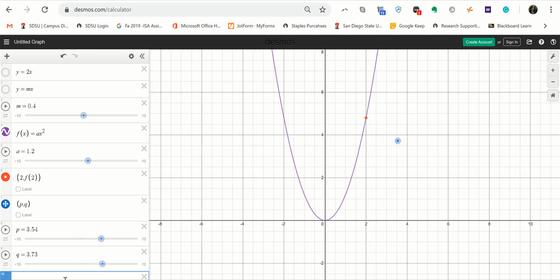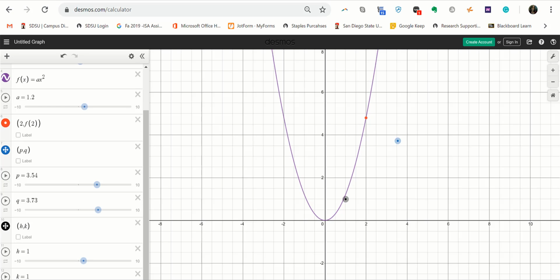So there's one point. Now suppose we want to make a point on a vertex of just a general parabola. So we know that the equation for a general parabola is a times x minus h squared plus k. So let's make a point h comma k here. Now let's just say I want to call this the vertex. Okay, I'm going to click here where it says label, and I'm going to call this vertex. Okay, and then I can click on this one here, and I'm going to call this point, P-O-I-N-T.